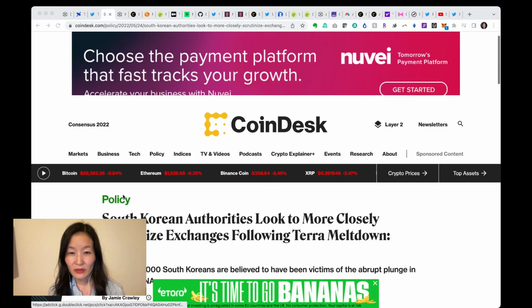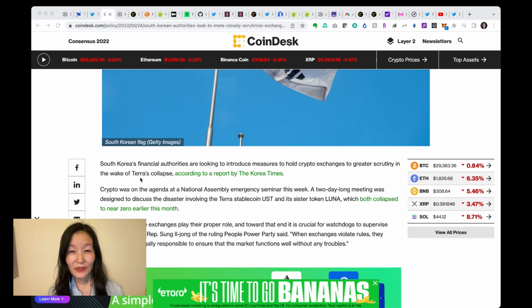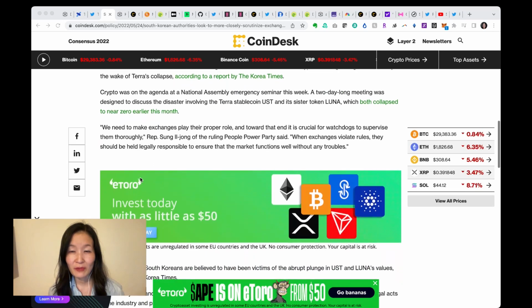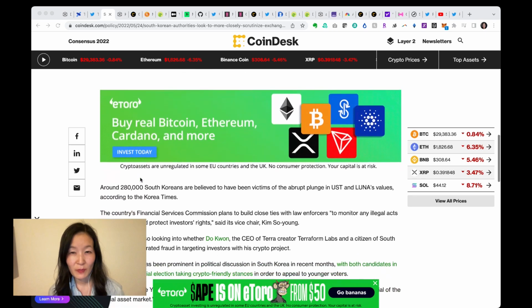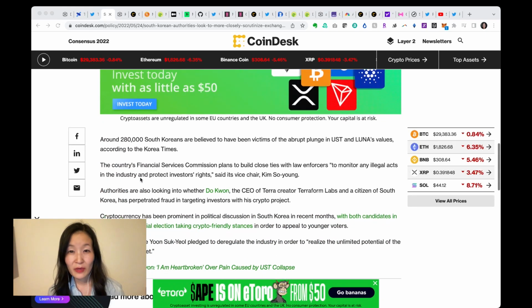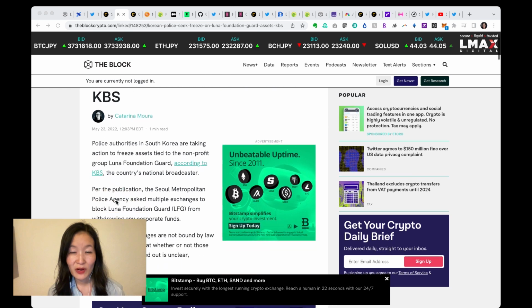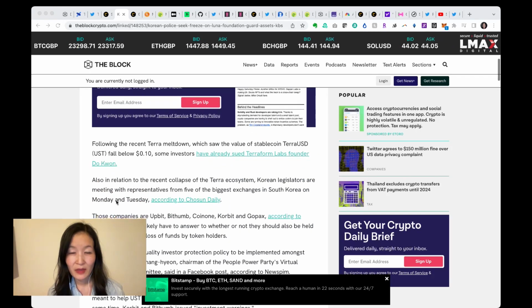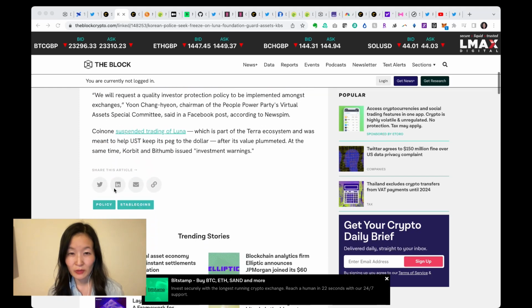In other Terra-related news, South Korean authorities want to introduce more regulations around crypto exchanges. "When exchanges violate rules, they should be held legally responsible to ensure that the market functions well without any troubles," said Representative Sung Il-jong of the Ruling People Power Party. South Korean authorities are taking action to freeze assets from the Luna Foundation Guard, according to KBS, the country's nationwide broadcaster. They are asking exchanges to block LFG from withdrawing assets. However, as this request is not backed by law, it is not clear what these exchanges will do.